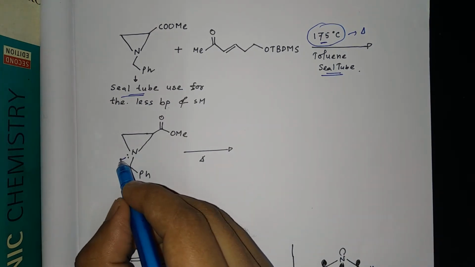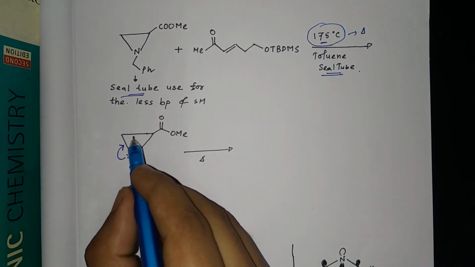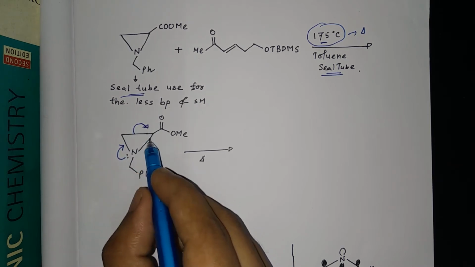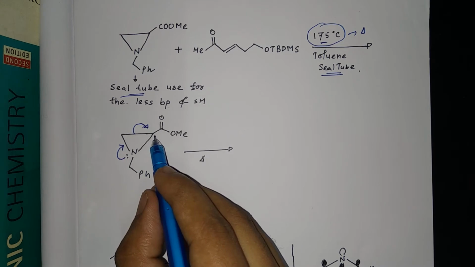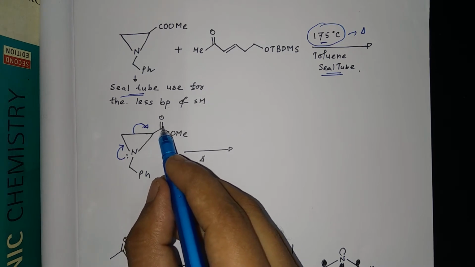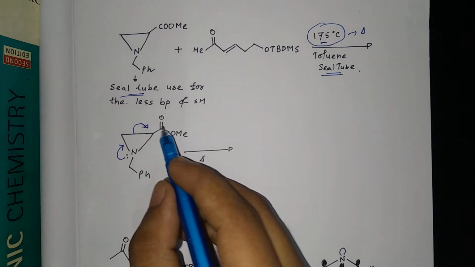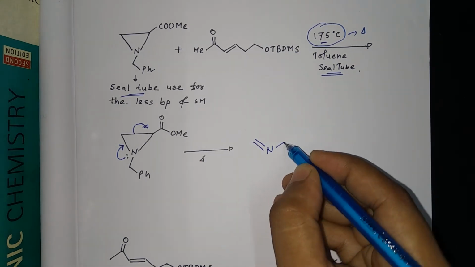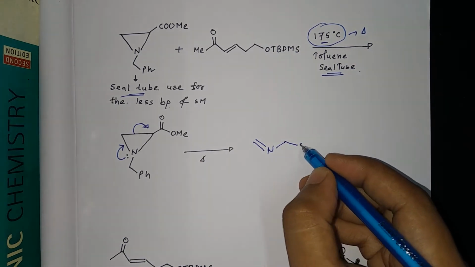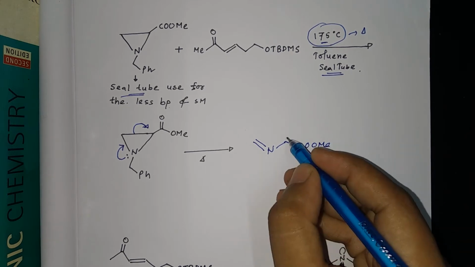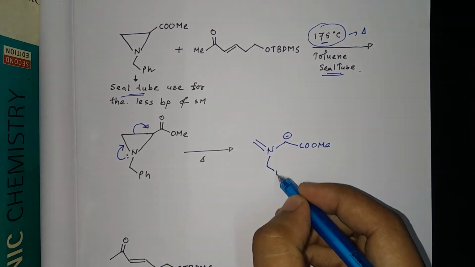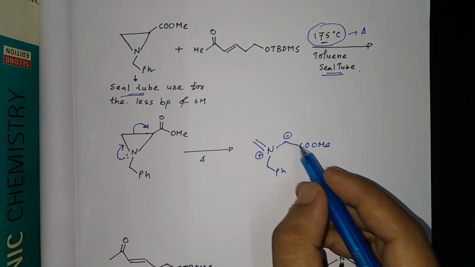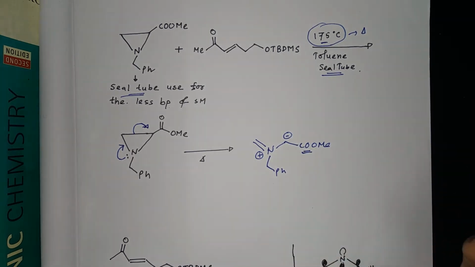This lone pair of nitrogen will come here and the C bond will break and negative charge will come on this carbon, and this negative charge is further stabilized through resonance with this double bond O adjacent to that. So this what will form? This N, COOMe will form, and negative charge is there and Ph is there. So this will form, and this negative charge is stabilized through this resonance with this C double bond O.